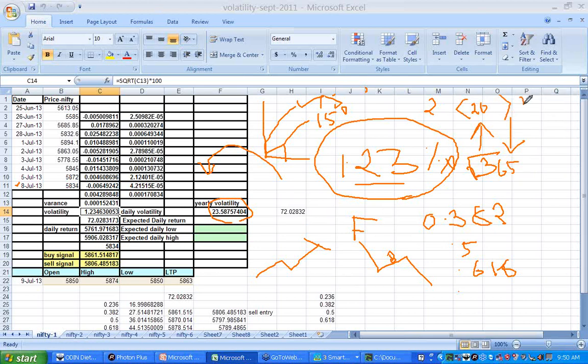Whenever it is greater than 20 and less than 40, we are using the Gann principle. Above 40% annual volatility, we are using the Elliott principle. So these principles are being used, and based on this particular principle, whatever your trend point comes, you are going to take the call on that.